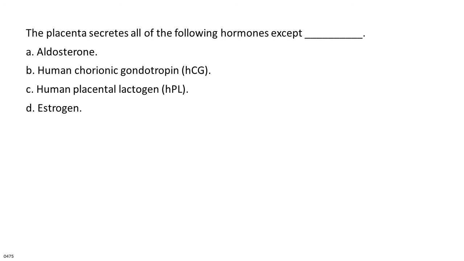The placenta secretes all of the following hormones except A. Aldosterone. B. Human chorionic gonadotropin, HCG. C. Human placental lactogen, HPL. D. Estrogen.